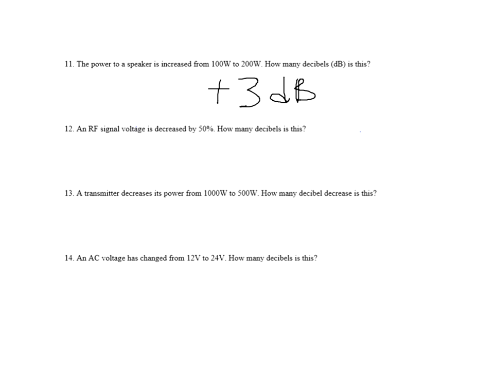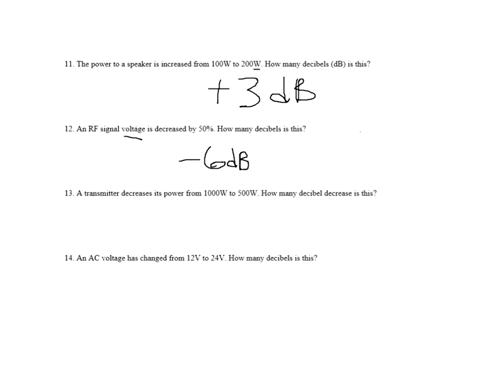Now look at this next one. Our signal voltage is decreased by 50%. We don't even have to know the voltage, but we know that it went down to 1/2. Well, how many decibels is that? That's a loss of 6 dB. I can say a loss of 6 dB, but if I was going to write it, that would be a negative 6 dB. The voltage is cut in half. Notice up here is power, and down there it was voltage.